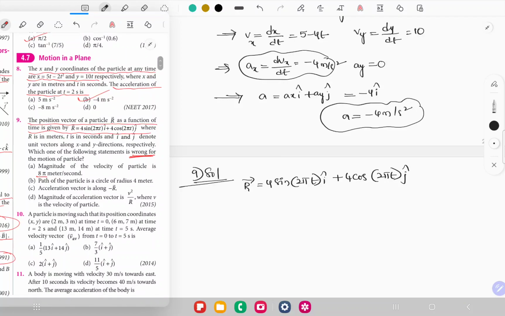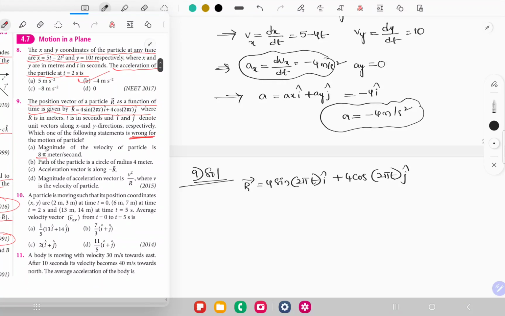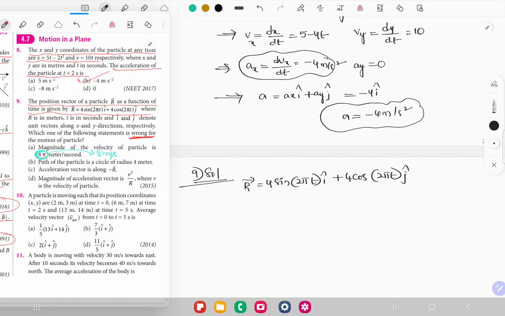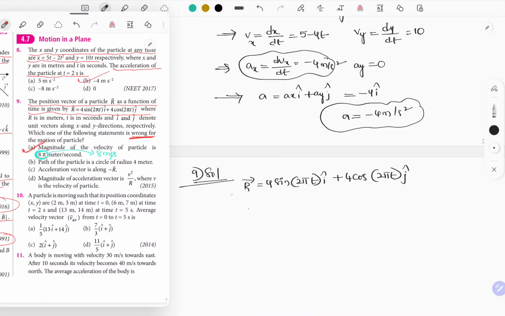Actually, in this material, they have given this option wrongly. Please note this point carefully. In this case, this option is not 8 pi meter per second. It is actually only 8 meter per second. They gave it wrongly. So it is actually 8 meter per second in the option. Now, actually the first option is the correct answer. I mean, that is the wrong statement for the given question. Well, let's prove how it is going to be wrong.